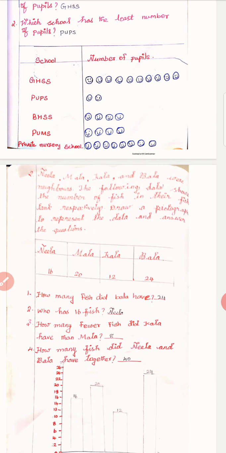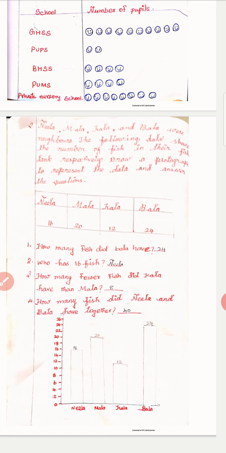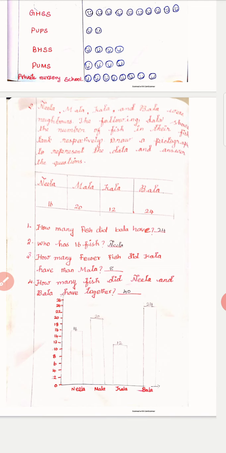Next one. Neela, Mala, Kala and Bala were neighbors. The following data shows the number of fish in their fish tanks respectively. Draw a pictograph to represent the data. Answer the following questions. With the given data, we draw the pictograph. First we draw the pictograph.